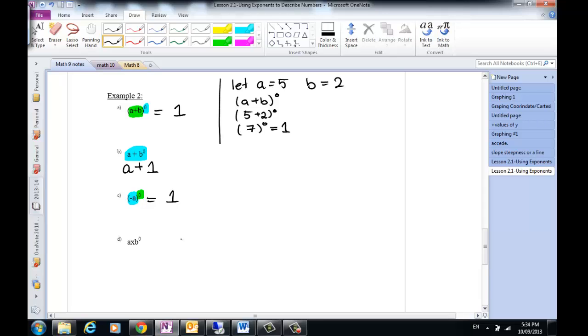Now, D is a little bit different. I have A, and that's not an X. It's supposed to be a multiplication symbol. A multiplied by B to the power of 0. Notice that the exponent 0 is affecting only the B. And therefore, what we end up with is A multiplied by 1, which is just A. And we're done.